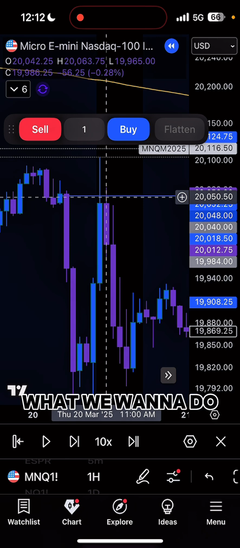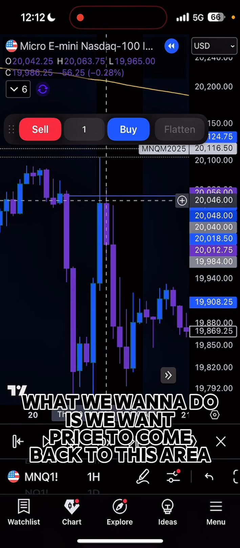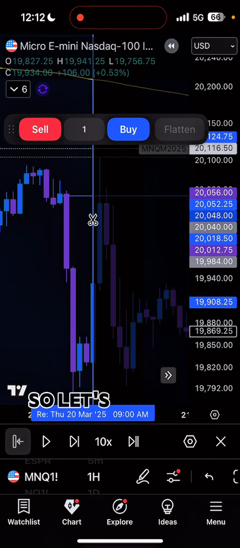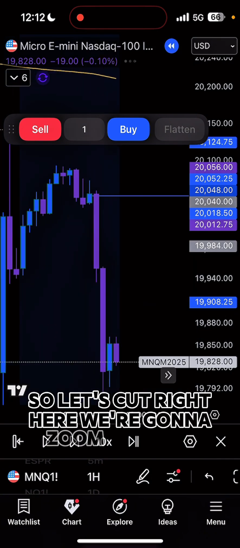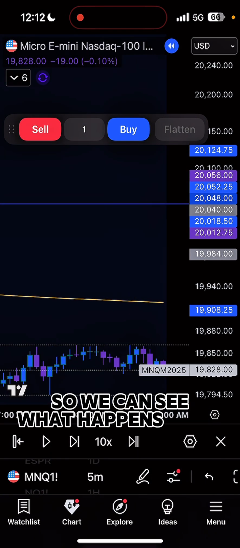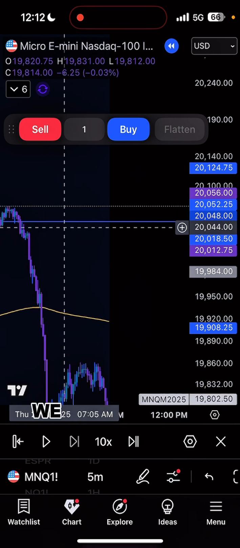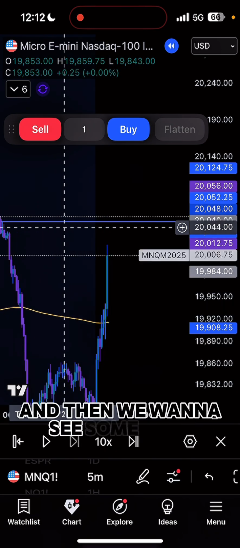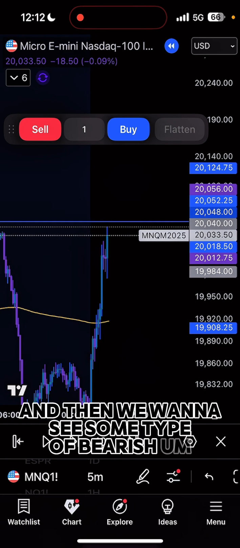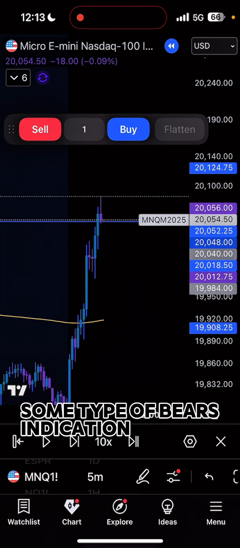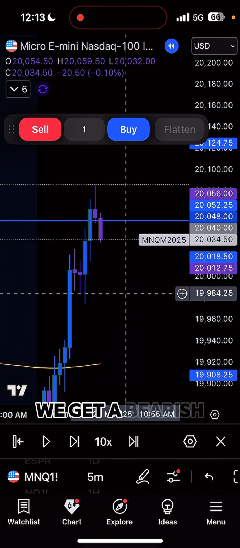And basically what we want to do is we want price to come back to this area and then we want to see what it looks like. So let's cut right here. We're going to zoom into the 5 minute chart so we can see what happens when price comes back to that area. So again, this is our 1 hour supply. We want price to come back to that area and then we want to see some type of bearish indication. So right here, boom, we get a bearish pin bar candle.